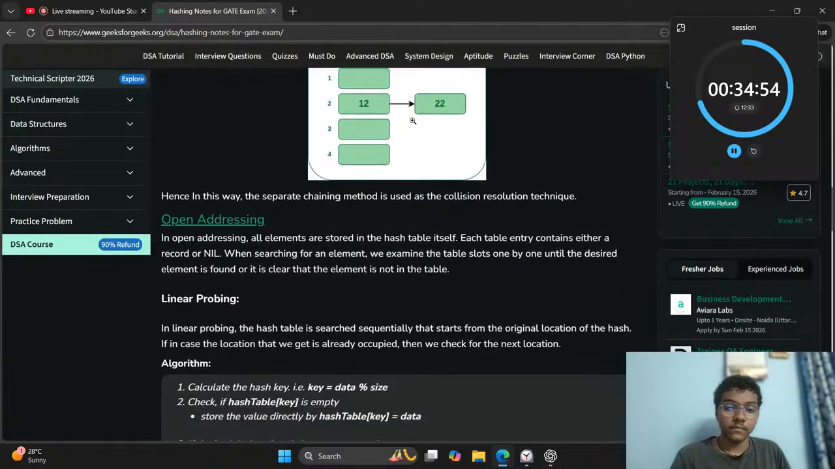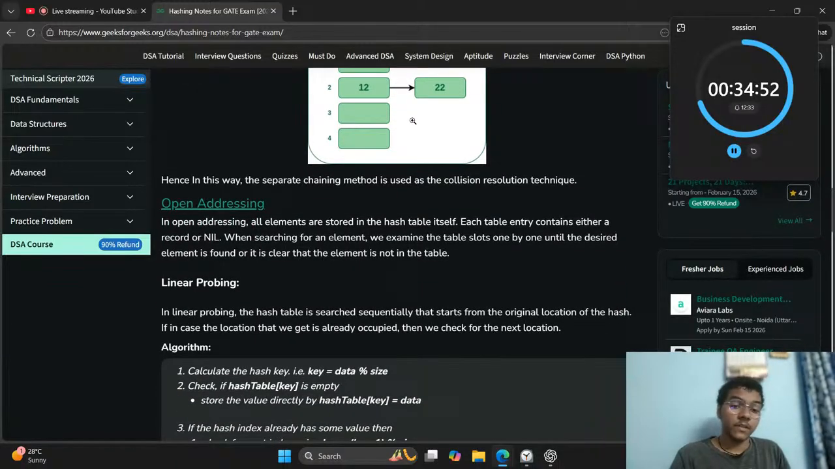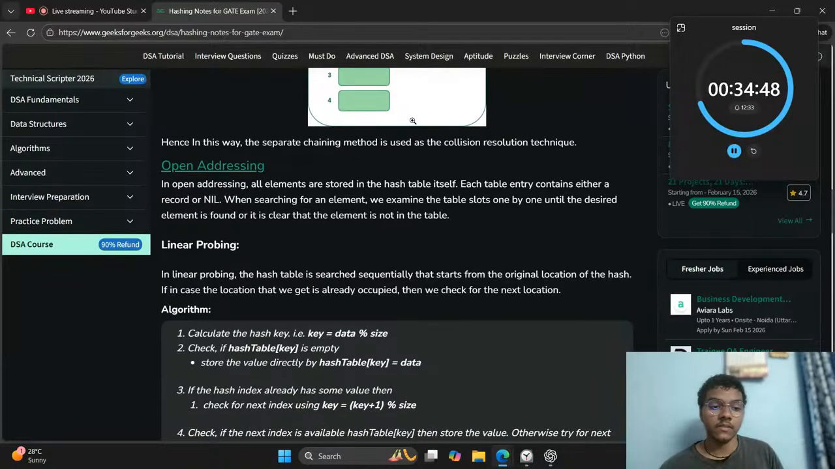Open addressing. In open addressing, all elements are stored in the hash table itself. Each table entry contains either a record or nil. When searching for an element, we examine the table slots one by one until the desired element is found, or it is clear that the element is not in the table.